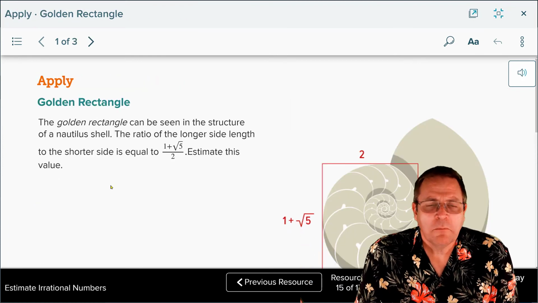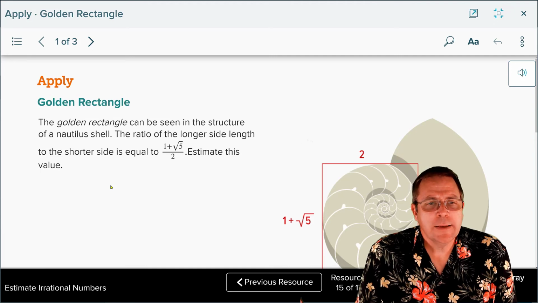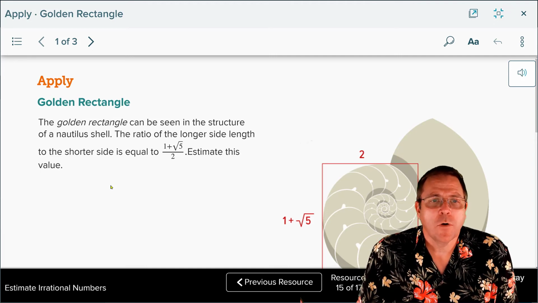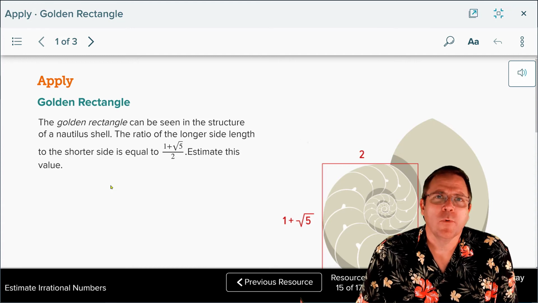Now normally I work the apply problems for you, but this one's not really that hard. All it really wants you to do is estimate the sum of 1 and the square root of 5, all divided by 2. So how about you guys take a minute and do that, and then we will see what kind of answers you come up with.